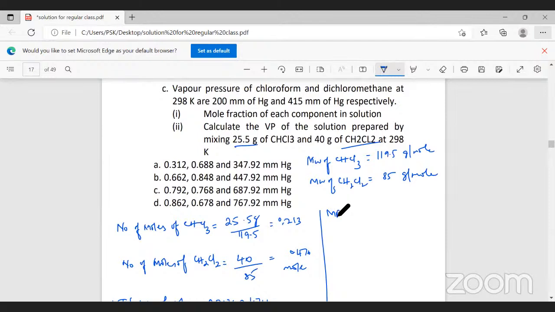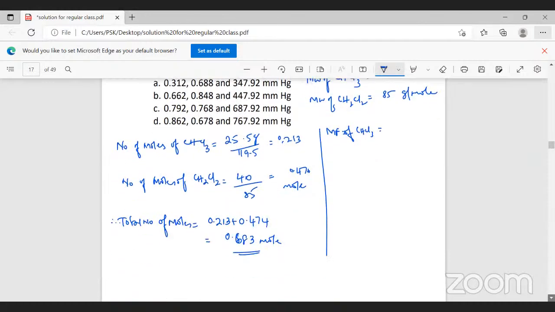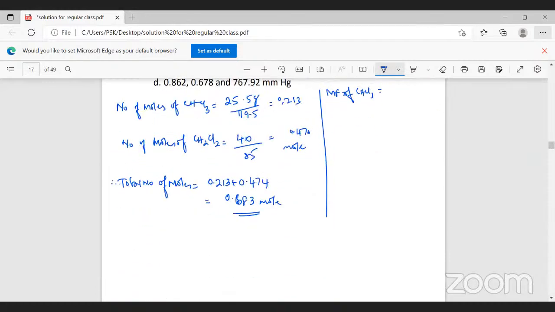So the first one will be the mole fraction of chloroform, CHCl3. What is the number of moles of chloroform? It is 0.213. Total number of moles is how much? 0.683. So on simplification, you will get it as 0.31.